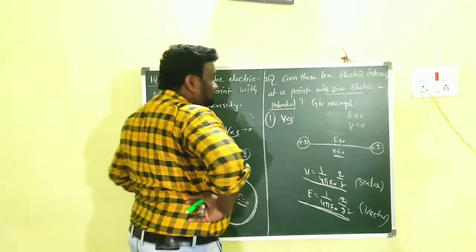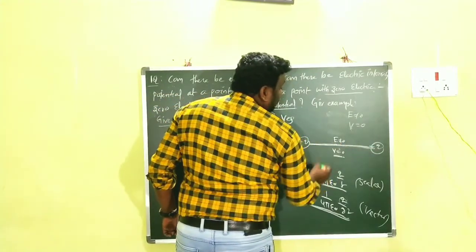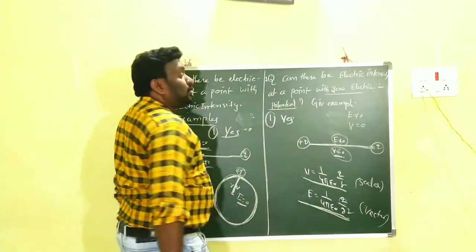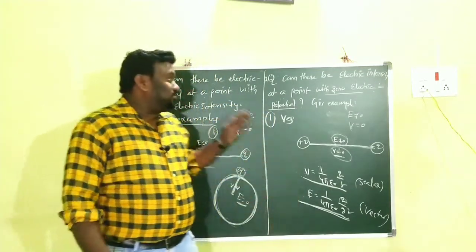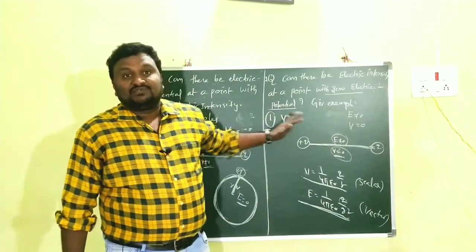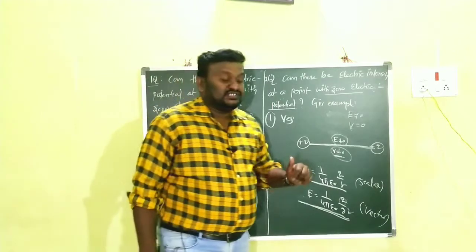So children, here this is the dipole. At the middle of the dipole, what do you have? Electric field is not equal to zero but potential is zero. So in both cases you have a common similarity, as both are possible. That's why you have to write first thing yes, here also yes. For this 1 mark is awarded, and for the remaining example 1 more mark is awarded.